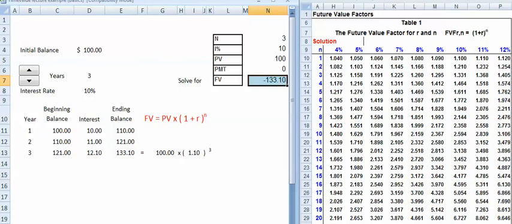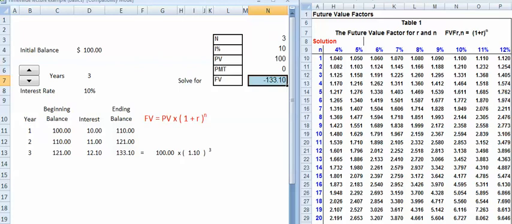If instead we had put in a negative $100 for the present value, the future value would be a positive amount. It's not really important whether we put it in as a positive or negative amount, as long as we know whether it's cash going in or cash coming out.